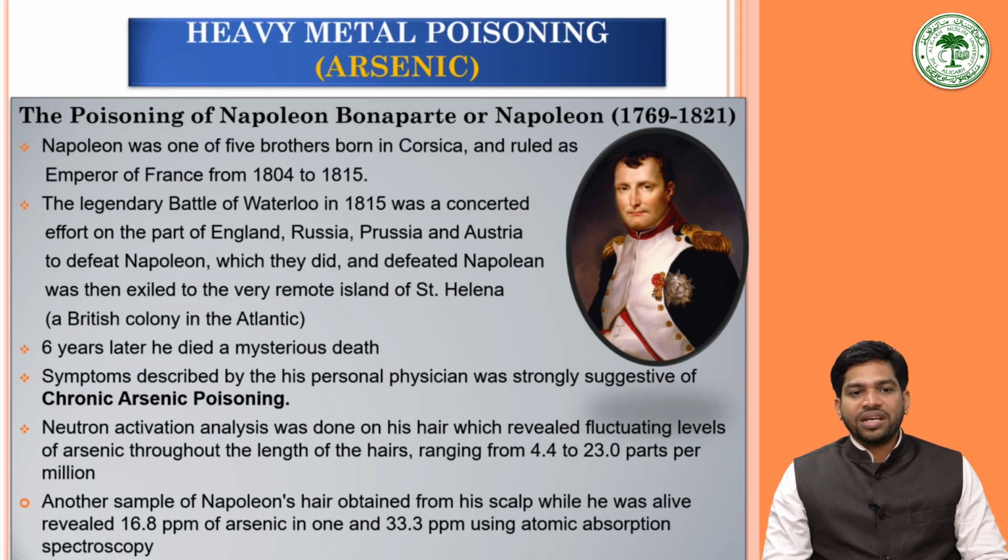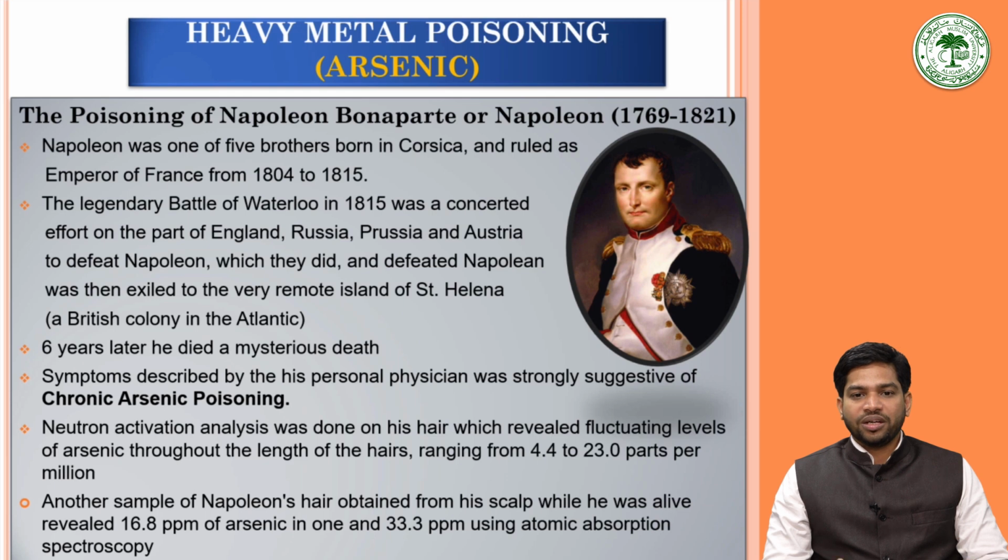Then came the poisoning of Napoleon Bonaparte, who was reportedly killed by the British using arsenic. Napoleon was one of the five brothers born in Corsica and ruled as Emperor of France from 1804 to 1815. His siblings included Jerome Bonaparte, King of Westphalia from 1807 to 1813; Joseph Bonaparte, King of Naples from 1806 to 1808 and of Spain from 1808 to 1813; Louis Bonaparte, King of Holland from 1806 to 1810; and Lucien Bonaparte, a French government official. So all his family members were royal family members.